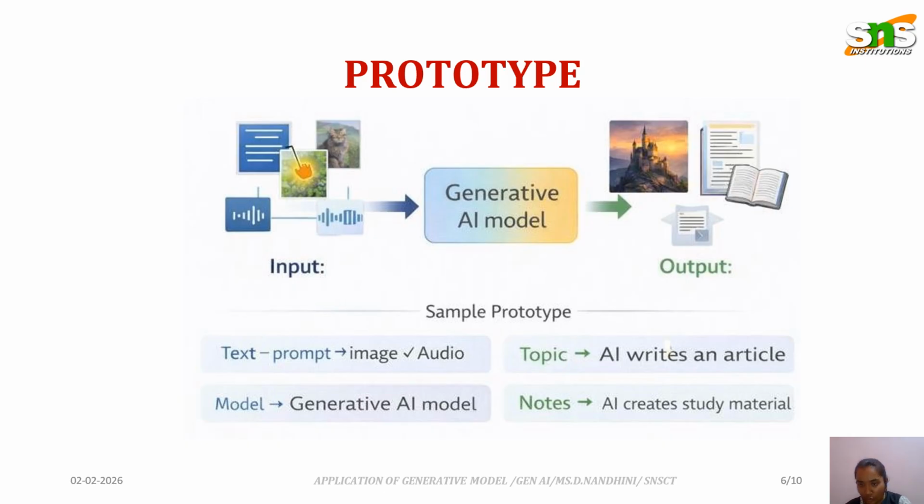Next one is the prototype. In a generative AI model, we will have an input and an output with a sample prototype. This prototype can be converted from text prompt to image, or to audio, or topics like AI writes an article, model generates an AI model, notes that AI creates study materials. This prototype stage is also known as building possible solutions.